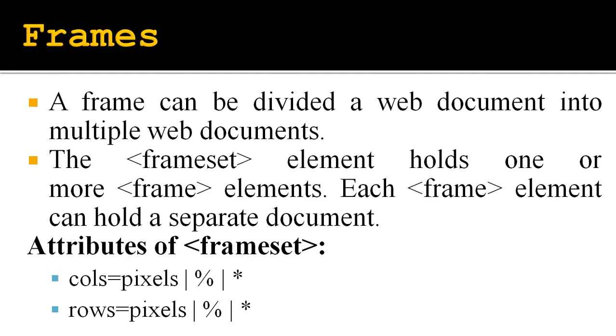Here a frameset divides a web browser using either rows or cols, which means if you want to divide your web page into horizontal frames, you need to use the rows attribute. If you want to divide your web browser into vertical frames, you need to use the cols attribute. The values of these attributes are either in percentage format or pixel format. Let us see how to divide your browser into multiple frames.